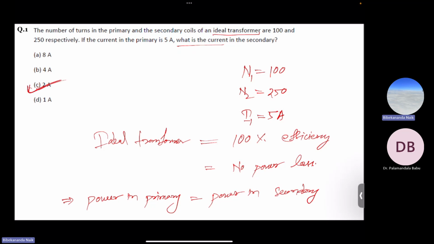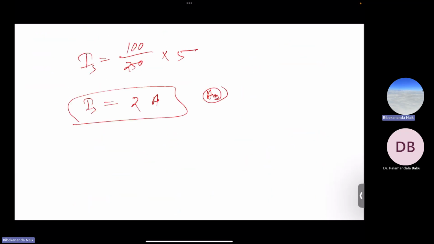So depending upon the number of coils, since here the number of turns is more in the secondary coil, the current will be lesser because there is no power loss. Input power is equal to output power, so the current flowing will be lesser in the coil having more number of turns. Is this clear?